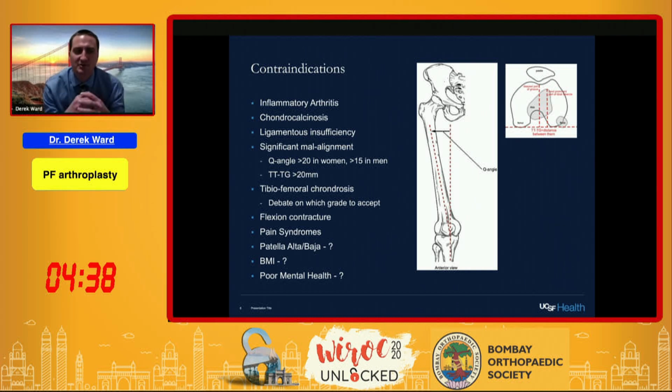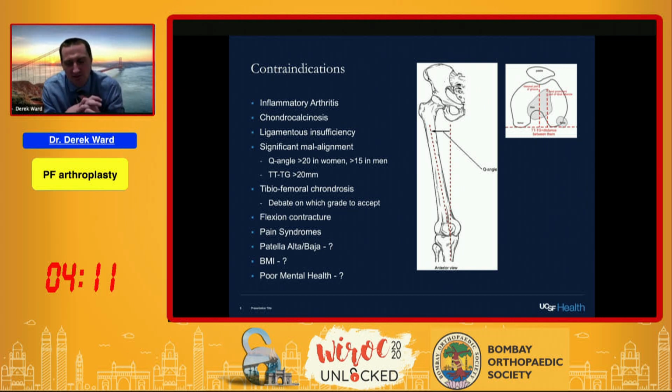Obviously, inflammatory arthritis, chondrocalcinosis, and ligamentous insufficiency are important ones. As I mentioned before, significant malalignment, any tibiofemoral chondrosis, although there's some debate on which degree to accept. However, I think you should accept a KL grade of 2 or less in order to do this procedure. A flexion contracture is a contraindication. Any kind of pain syndrome, fibromyalgia or chronic regional pain syndrome is also a contraindication.